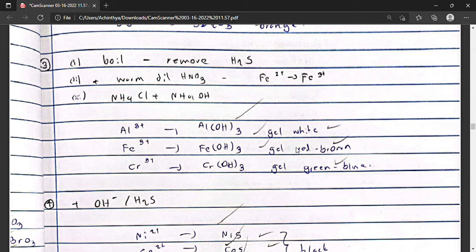If we obtain a gelatinous red-brown precipitate in the solution, we can conclude that it's ferric hydroxide. Thus, we can conclude that ferric ions are present in the solution. If we obtain a gelatinous green-blue precipitate, then it is chromium hydroxide, and thus we can conclude the presence of chromium ions in the solution.